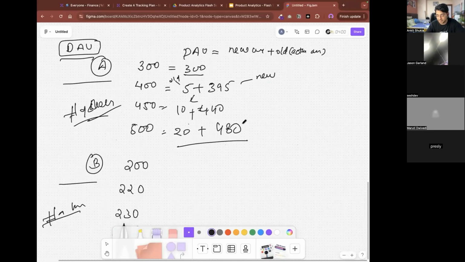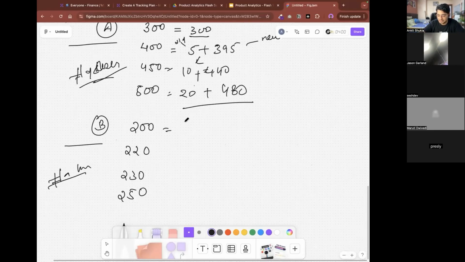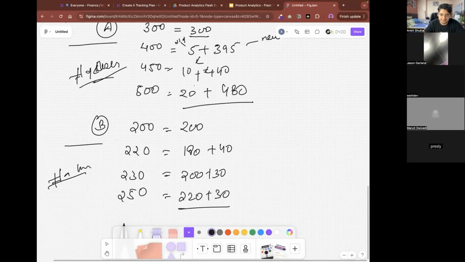And in this particular scenario, it could be possible that they have 200 users. Next day, 180 of them are coming and they are acquiring 40 more users. Next day, 200 are coming and they are acquiring 30 more users. And the next day, 220 are coming and they are acquiring 30 more users. So the data was not enough. In product management, you have to ask clarification questions. You just cannot go on one metric in order to give your answer.